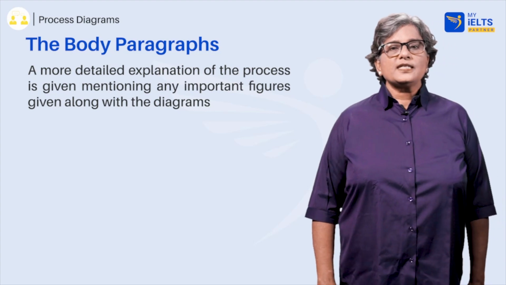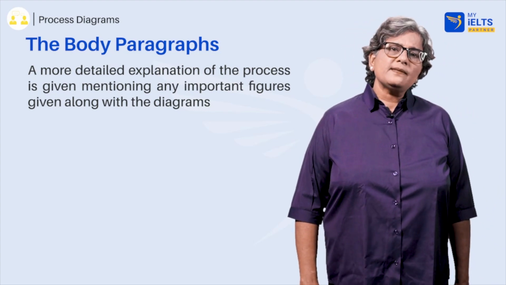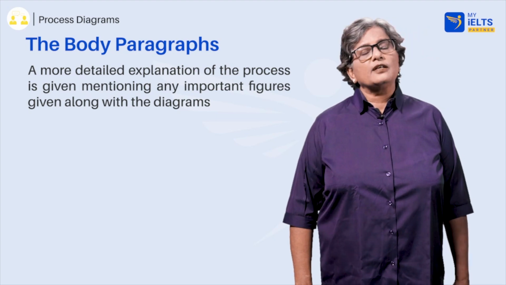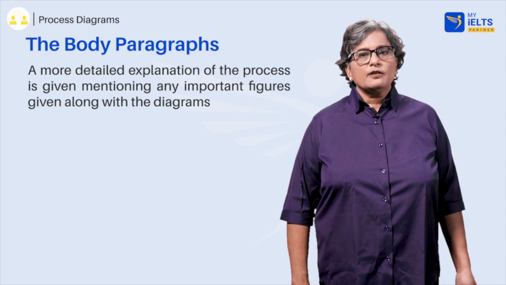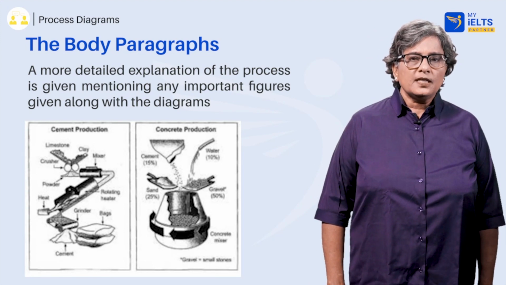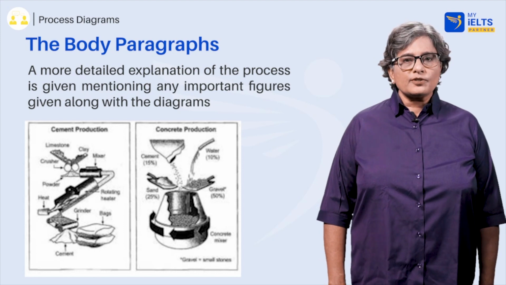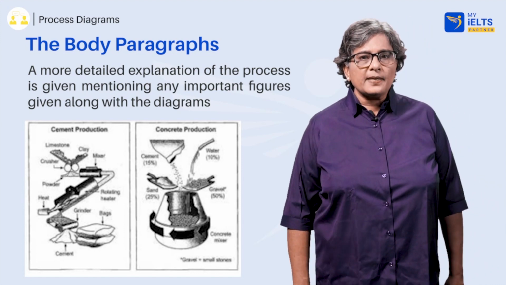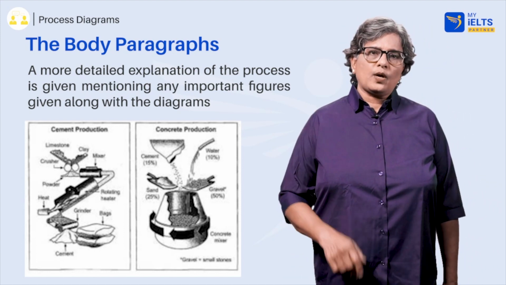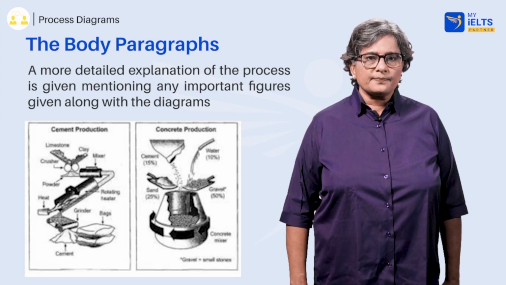Here, a more detailed explanation of the process is given, mentioning any important figures given along with the diagram. For example, in the body paragraphs of the given example, the first paragraph gives a detailed report on the process involved in the making of cement, while the second one deals with the process involved in concrete production.